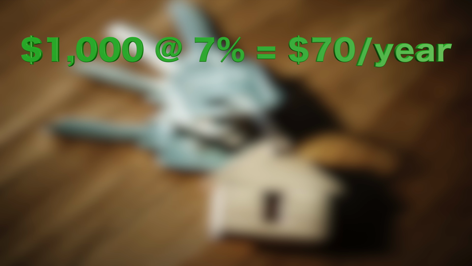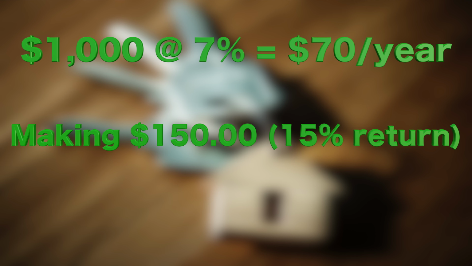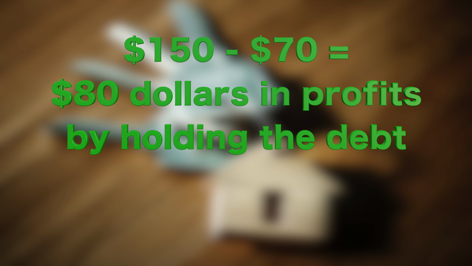But I'm able to basically make, let's just say, 15% return. Let's say that I'm making $150 on top of my principal payments so that I can rent the house out. At that point, if I'm making $150 and I'm paying $70 to do it, I'm essentially taking those $70 in interest and I'm turning them into $80 in profit.